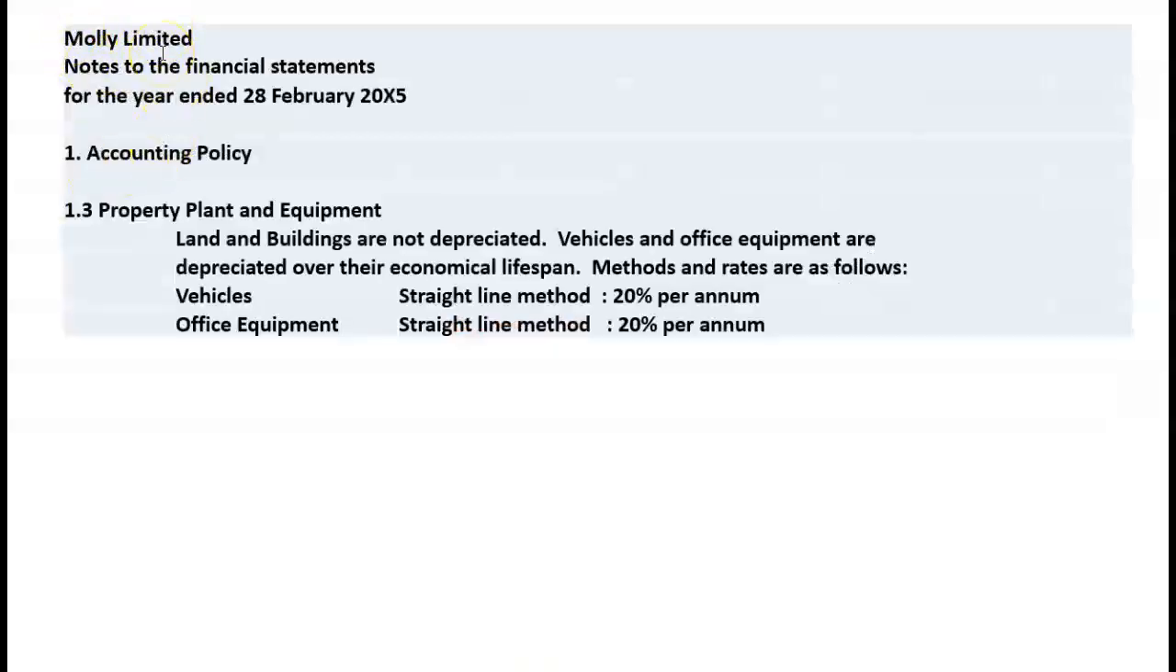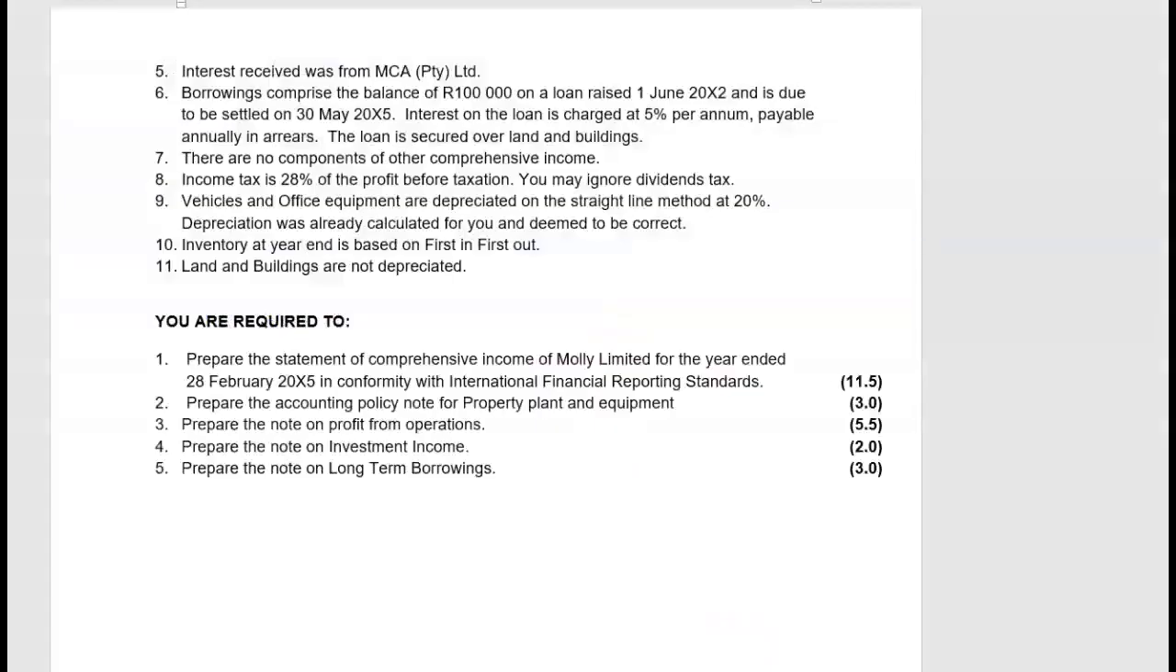Molly Limited, notes to the financial statements for year ended 28 February 25. Again, proper heading, the name of the entity in a separate line. Accounting policy note, that's what we're busy with, and then a subsection of that note, property, plant and equipment. Land and buildings are not depreciated. Vehicles and office equipment are depreciated over the economic lifespan. Methods and rates are as follows. Vehicles on the straight line method at 20% per annum. Office equipment on the straight line method at 20% per annum. So we've done that one.